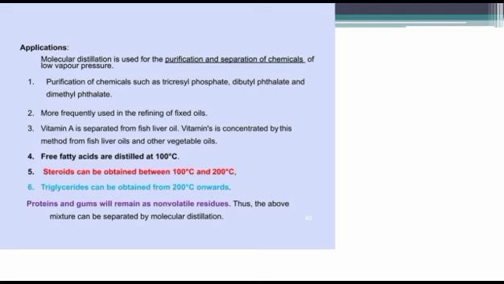Application: molecular distillation is used for the purification and separation of chemicals of low vapor pressure, such as tertiary phosphate, dibutyl and dimethyl phthalate. It is more frequently used in fixed oils. Free fatty acids are distilled at 100 degrees Celsius. Steroids can be obtained between 100 and 200 degrees Celsius. Triglycerides can be obtained from 200 degrees Celsius onward.